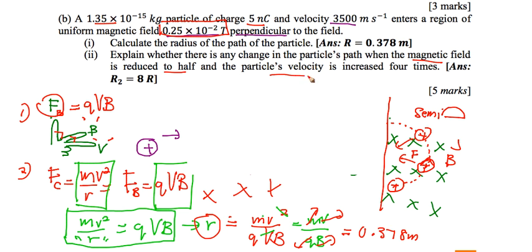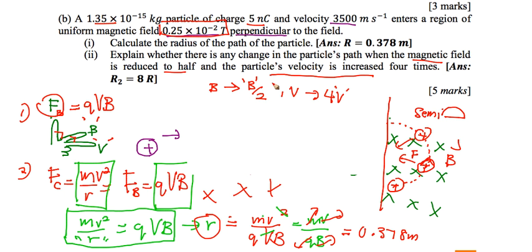Number 2: explain whether there is any change in the particle path when the magnetic field is reduced by half and the particle velocity is increased 4 times. Meaning the initial B becomes B over 2, and the speed V is increased 4 times from the initial value.